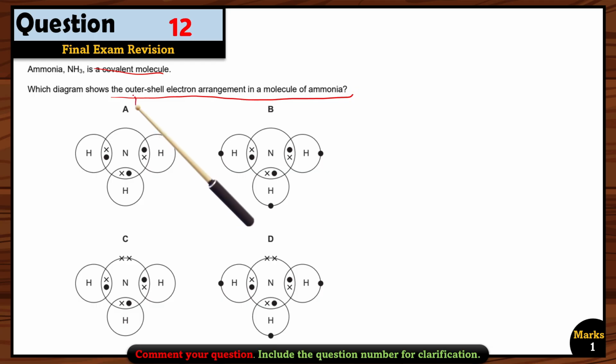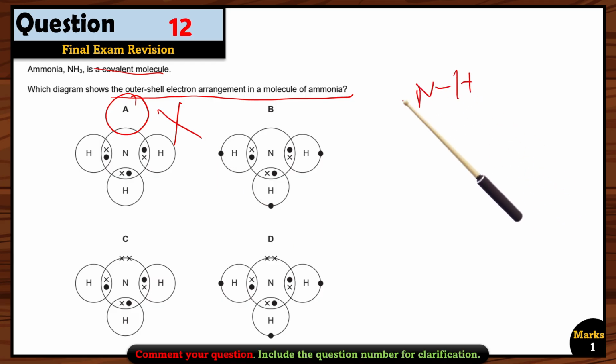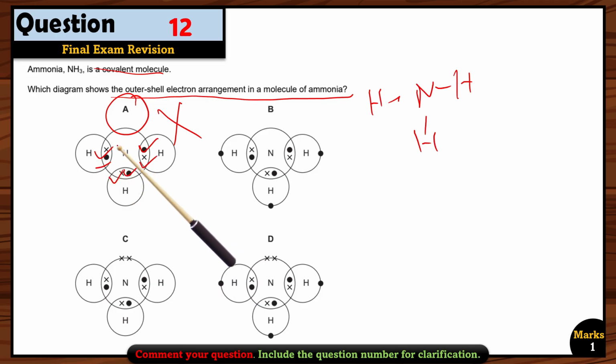For example, most students will try to choose option A, which is wrong. Why? They think, okay, ammonia is making 3 bonds with H, right? So they think, 1 bond, 2 bond, and 3 bond, and that option A is right, which is not right. Why? Because if you see in the periodic table, nitrogen belongs to group 5. So it should have 5 electrons in the last shell. But here, they are just showing 3 electrons. Where are the remaining 2 electrons?